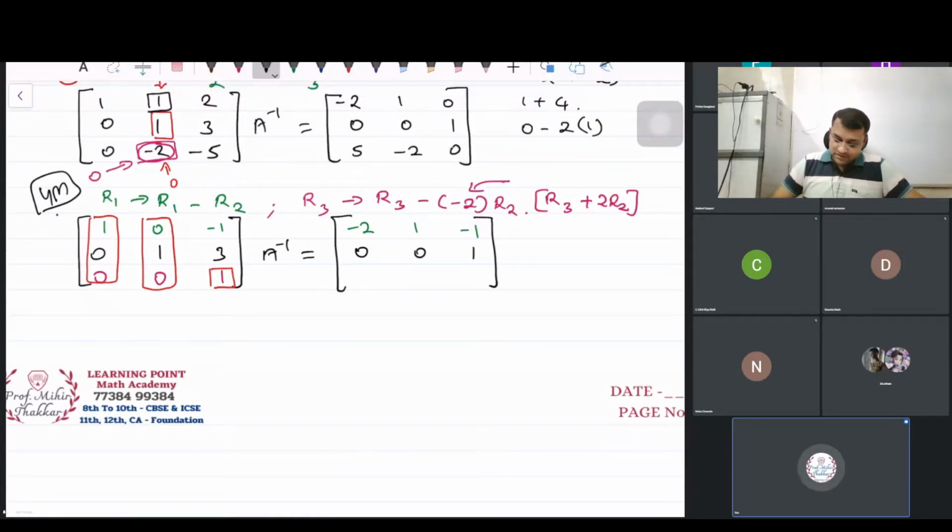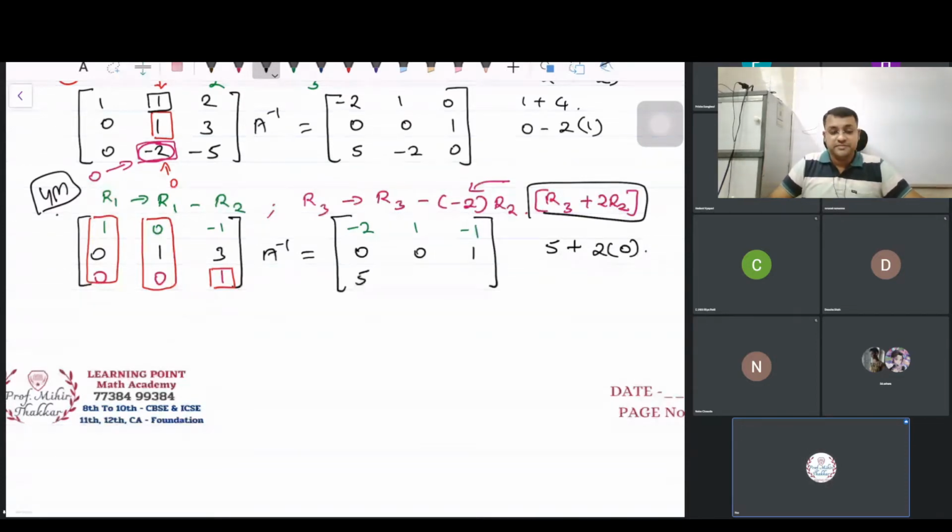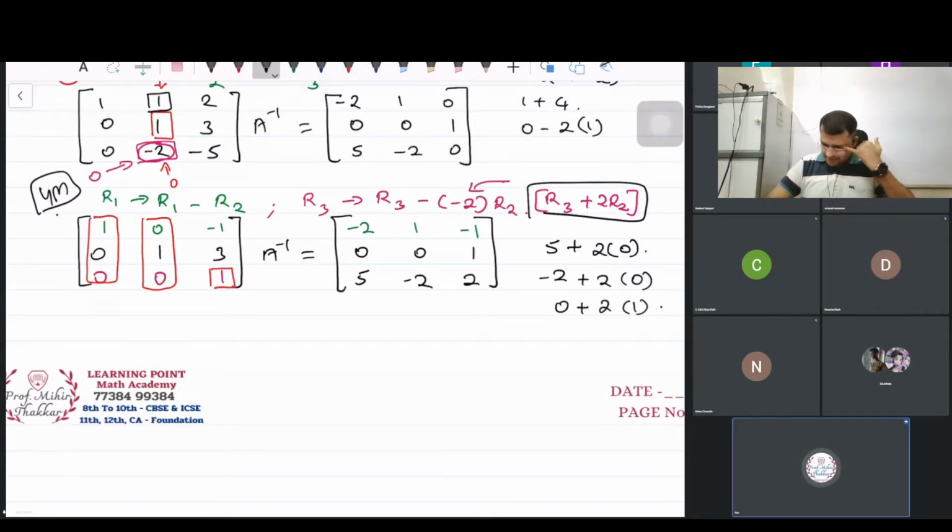So where are we? Yeah, we have to do this particular transformation. R3 plus 2R. So let us see the right side value. 5 plus 2 multiplied by 0. 2 into 0 is 0 and 5 plus 0 is 5. For the next element, minus 2 plus 2 again multiplied by 0. 2 zeros are 0. Minus 2 plus 0 is minus 2. 0 plus 2 multiplied by 1. So that is going to be equal to 2. So now guys, we are ready with this step.